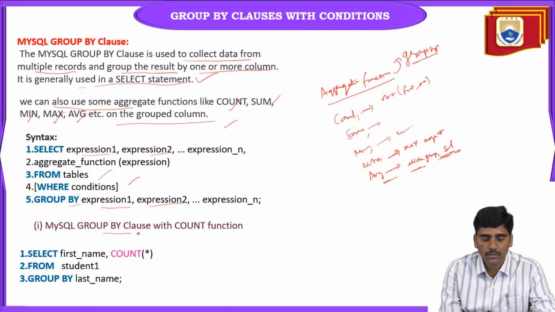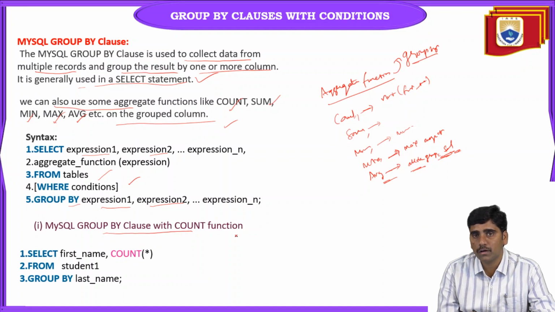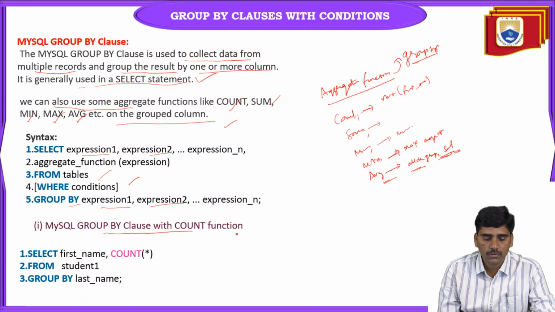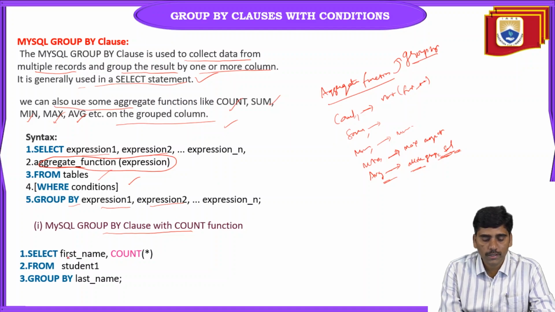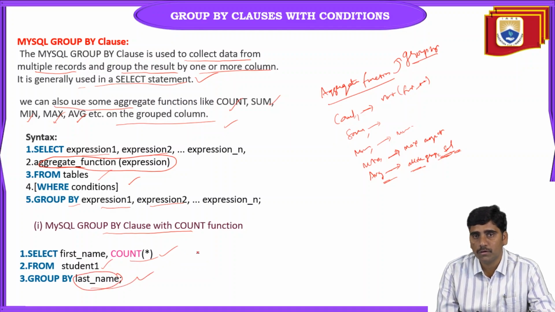First is the MySQL GROUP BY clause with the COUNT function. Here we mention an aggregate function with an expression, that is, an aggregate function with an attribute. SELECT first_name, COUNT(*) FROM student1 GROUP BY last_name. That means all the last names in the table will be counted, and it displays how many there are.